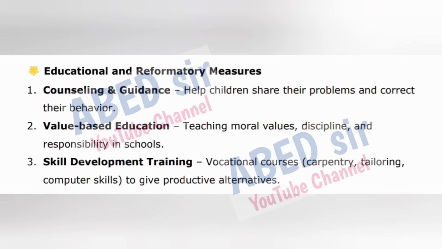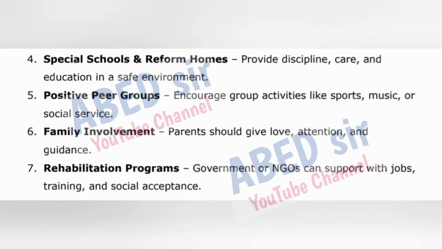2. Value-based education, teaching moral values, discipline, and responsibility in schools. 3. Skill development training, vocational courses, carpentry, tailoring, computer skills to give productive alternatives. 4. Special schools and reform homes provide discipline, care, and education in a safe environment. 5. Positive peer groups encourage group activities like sports, music, or social service.